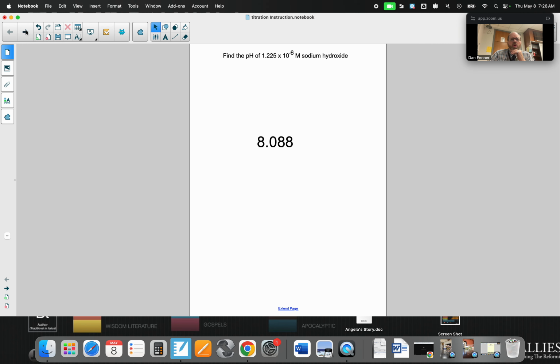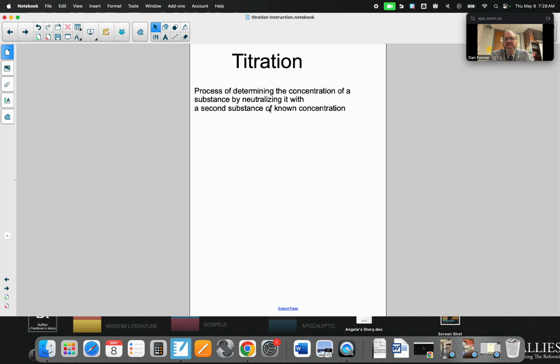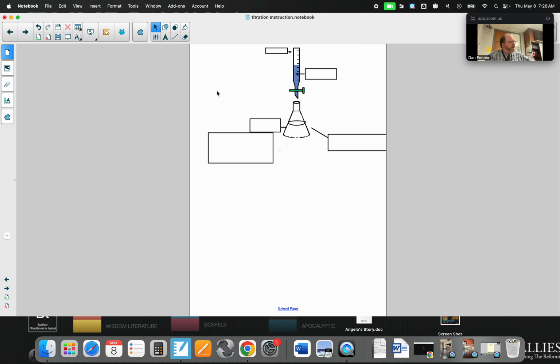All right, so what are we looking at today? We're looking at titration. Titration is defined as a process to determine the concentration of a substance by neutralizing it with a second substance of known concentration. So here we go. Here's the setup. This item right here is referred to as a burette. Now inside of that, we're going to put the concentration.